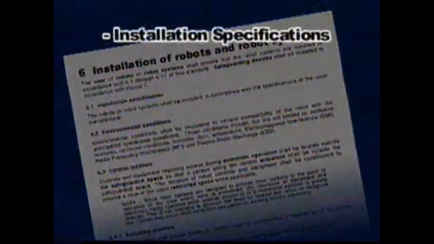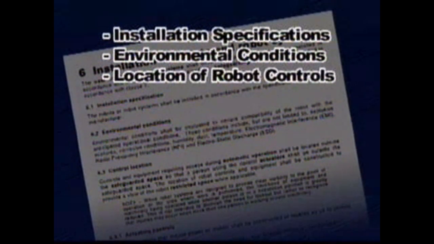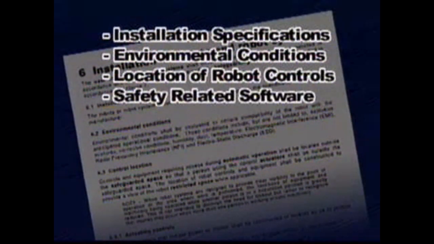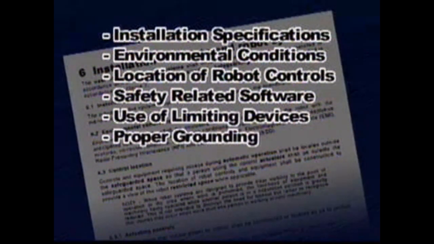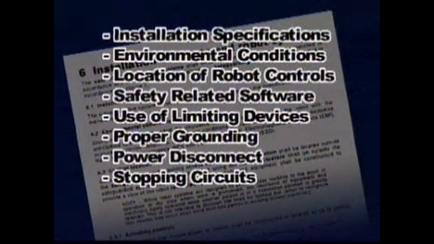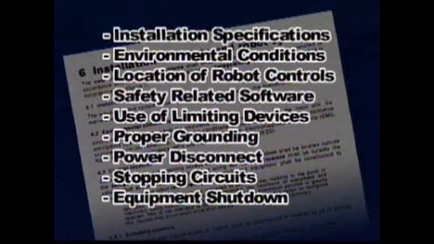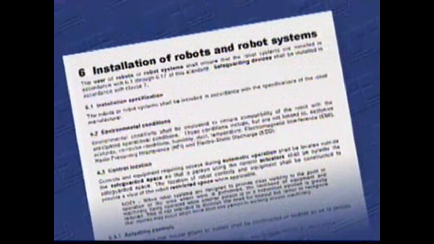The installation guidelines cover installation specifications, environmental conditions, location of robot controls, safety-related software, use of limiting devices, proper grounding, power disconnect, stopping circuits, equipment shutdown, and other important considerations. Refer to Section 6 of the Robot Safety Standard for more detailed information on robot installation.